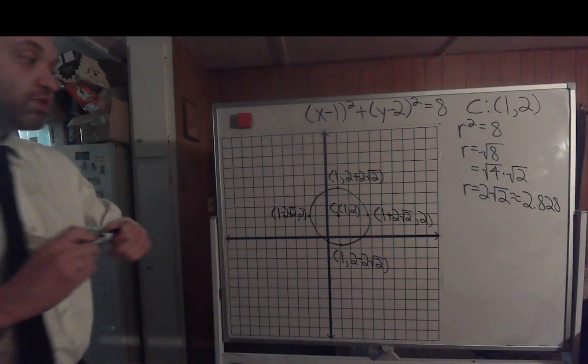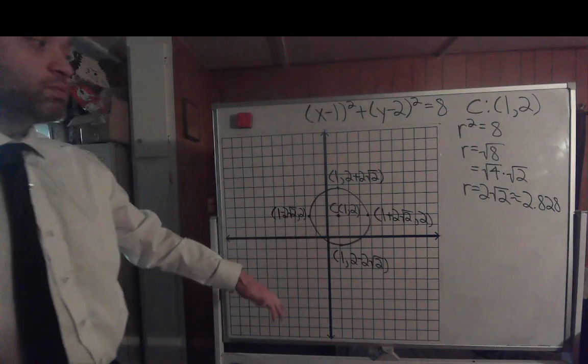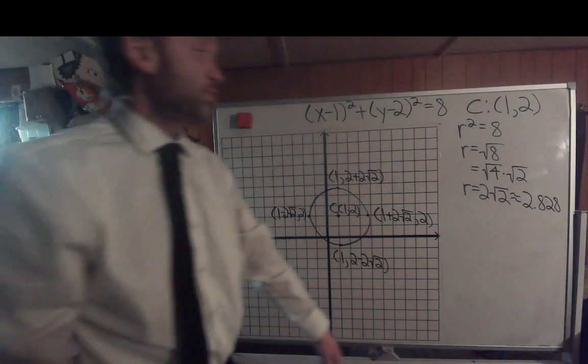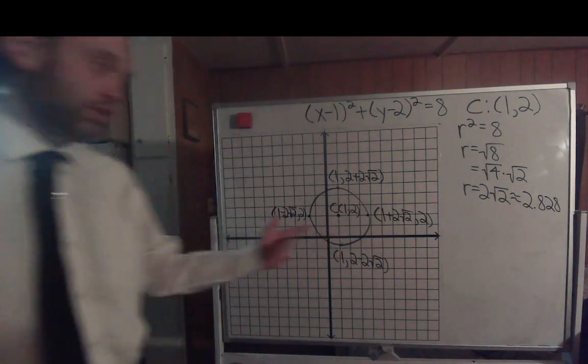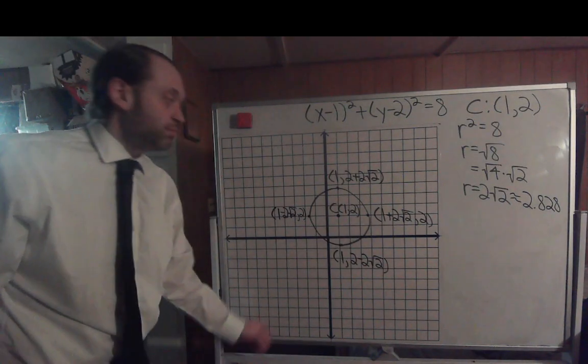And there's your circle at the center 1, 2 with the various vertices that has a radius of 2 times the square root of 2. That's exactly what we'd be looking at.